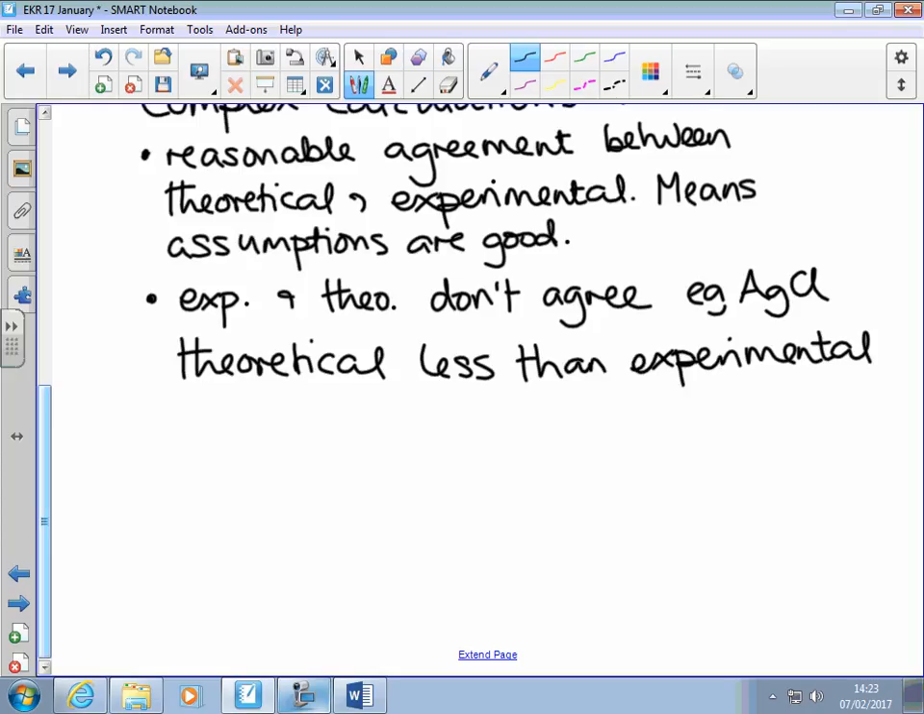And the reason for this is because silver chloride is not actually entirely ionic. Now, from where it is on the periodic table, it's hard for you to understand this because it's a transition metal. If you look, it's over the right-hand side, second row down.